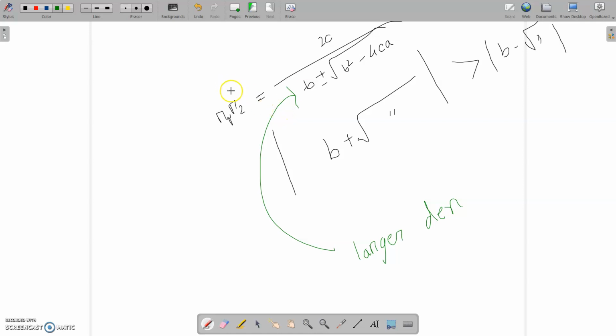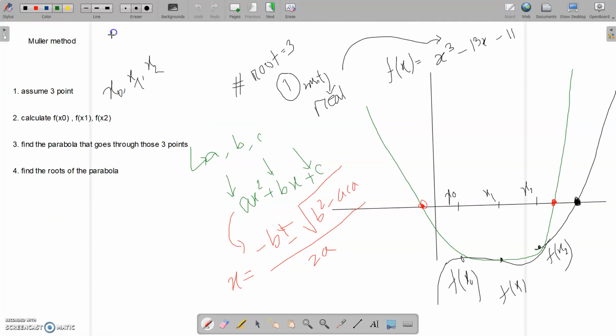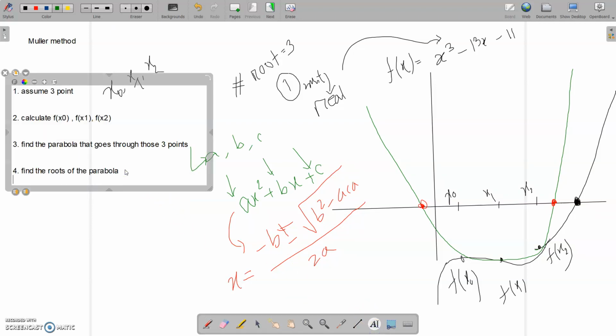So from this I will get only one. Let's keep the name r. So that is my root of the parabola that we just found from the 3 points. So this is the fourth step. I have found the root. Now once I have found the root, I'm going to go to the next step.